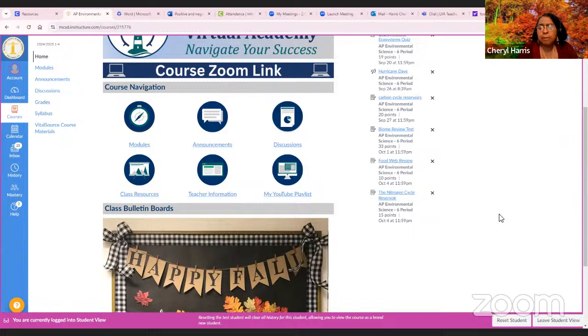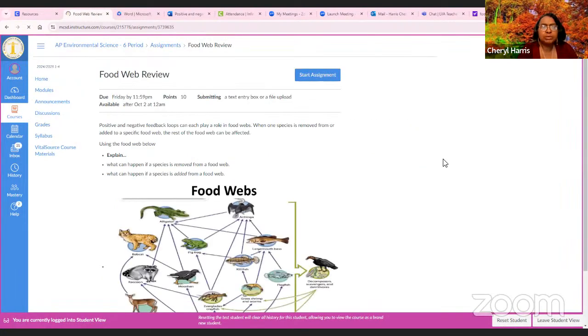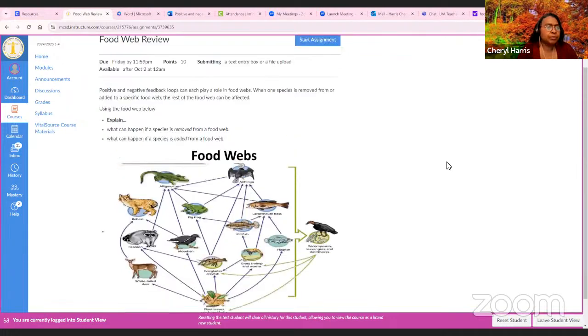All right. Some of you have done your carbon cycle reservoir, and some have done nitrogen cycle. For today, the new one is Food Web. So if you click on Food Web Review, the question that should come up today is this one. If you have done all your other ones, then you can go ahead and get started on this. I'm going to let this one be the last one of the review questions that we do and create.